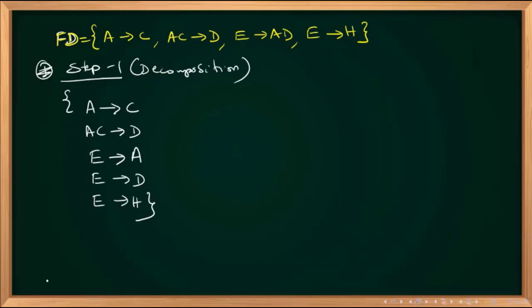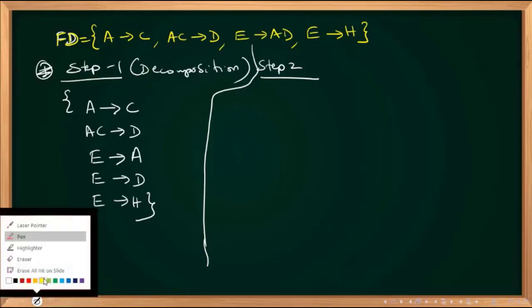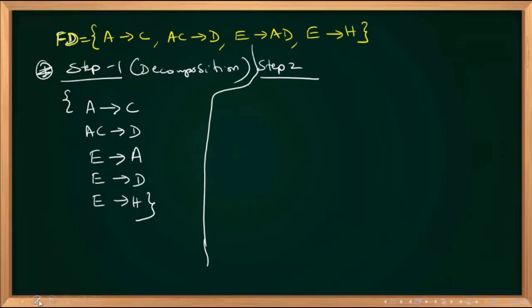What is step 2? Remove unwanted attributes from the LHS. How to remove unwanted attributes from the LHS? Is there anything unwanted? Can you type yes or no? Is there anything unwanted? Yes. C is unwanted, right? So how will you know that C is unwanted? Just remove C. Assume that C is removed.